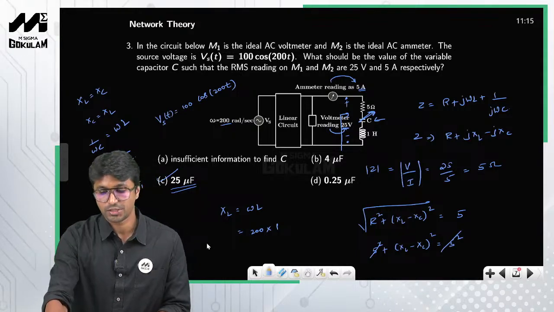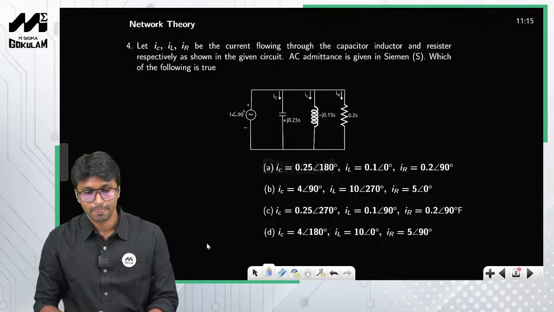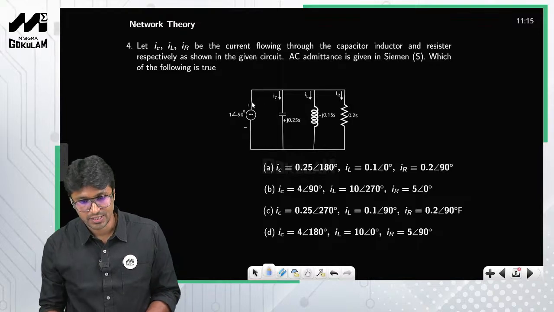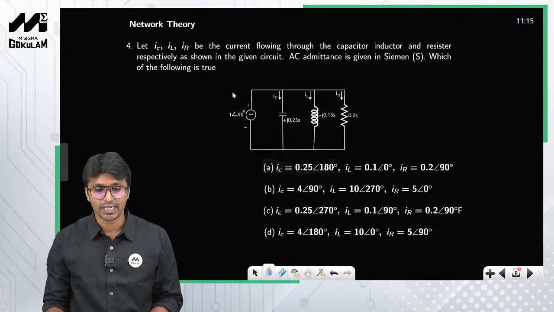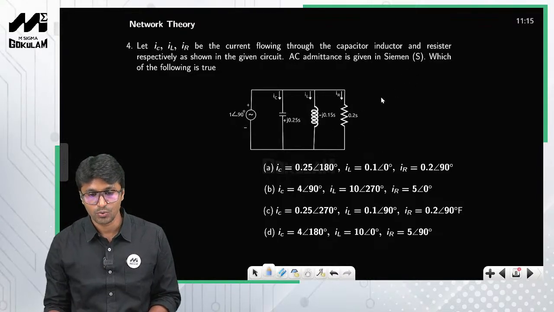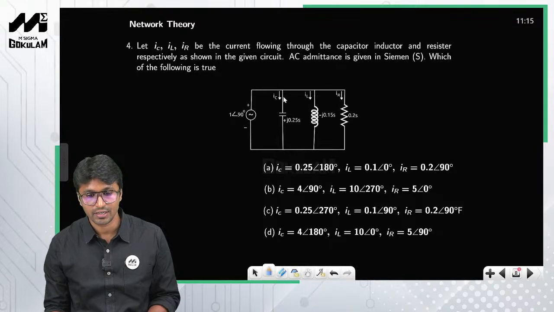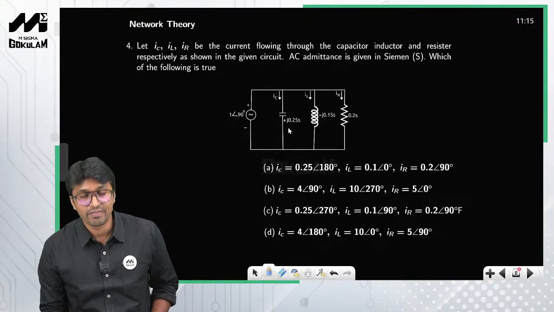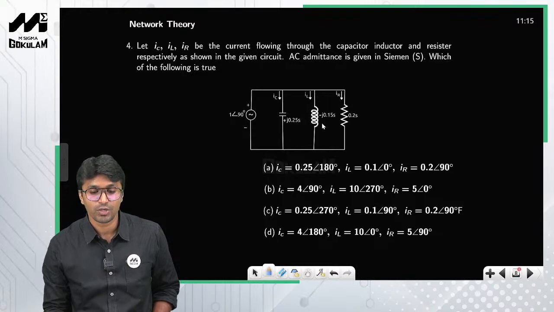Okay, now let us move on to the next problem. So again, you have a question from network theory. So this is very simple, a straightforward question from steady state AC analysis. So you have a parallel RLC network, and a voltage source is connected across this parallel combination, okay, and you are asked to calculate the current through each of these branches, right? Now listen, instead of giving the impedance, they have given you the admittance, right?